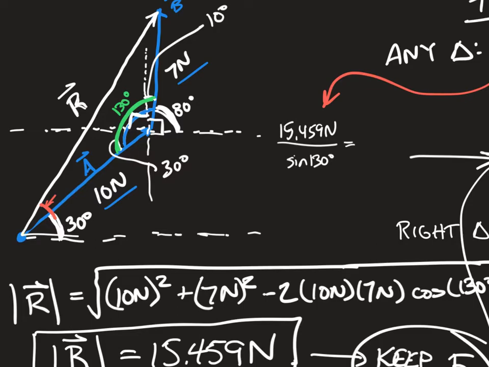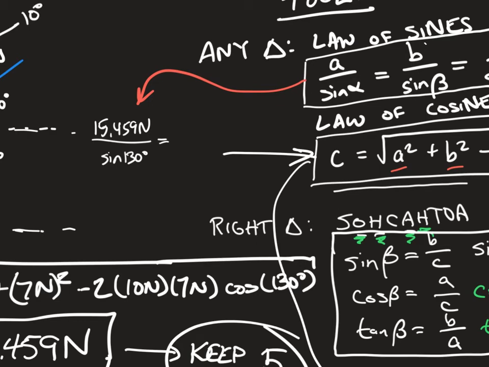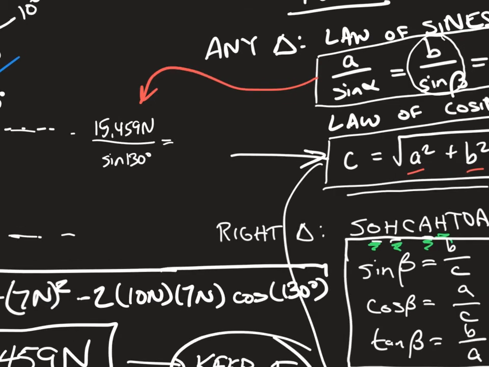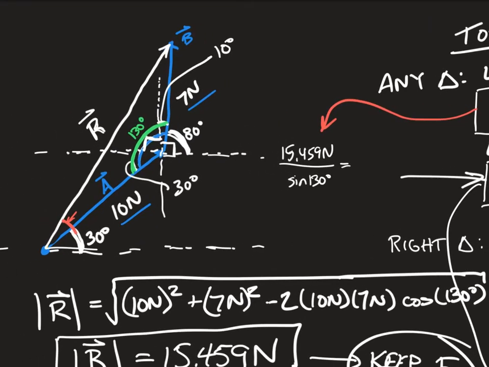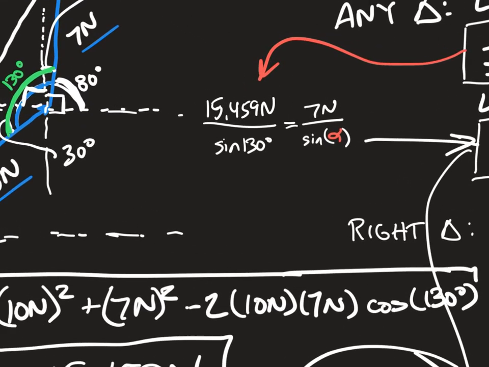Now all I have to do for the other side of the law of sines is pick an angle and a side that are across from each other. In this case, I want the little red angle, and the side across from it is 7 newtons. So I'll do 7 newtons times the sine of the little red angle. There should be a kid's book called The Little Red Angle. So anyway, if we solve this, I'm going to end up with alpha, the little red angle, equals the inverse sine of 7 newtons divided by 15.459 newtons times the sine of 130, which technically is on the top of that.